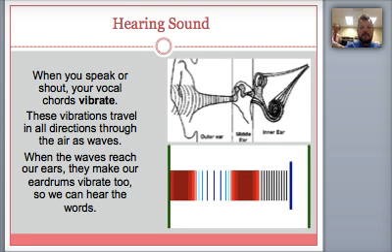When you speak or shout, your vocal cords vibrate. These vibrations travel in a direction through the air as waves. When the waves reach our ears, they can make our eardrums vibrate as well, so we can hear the words.